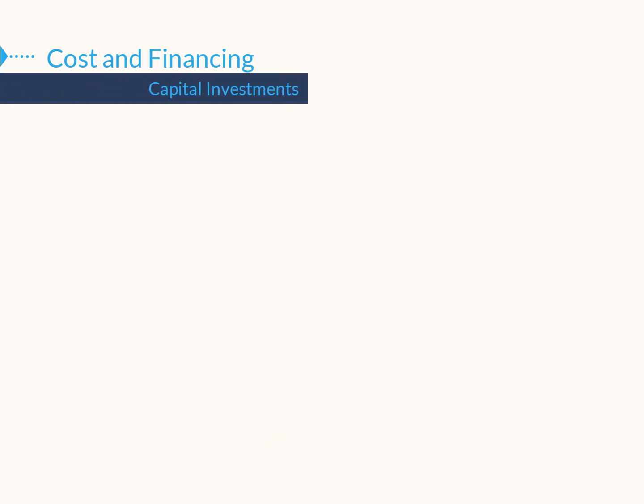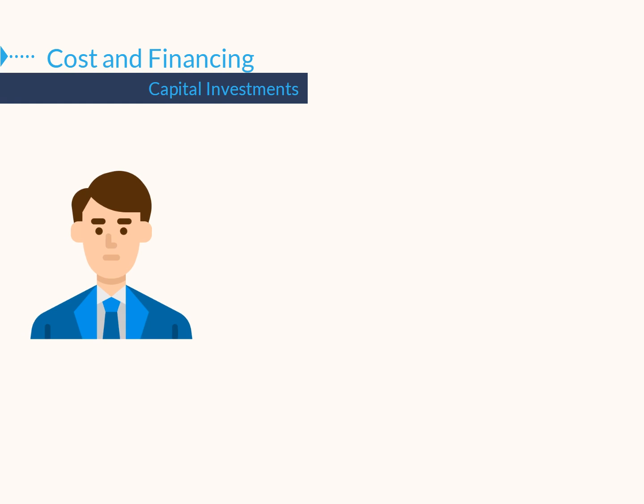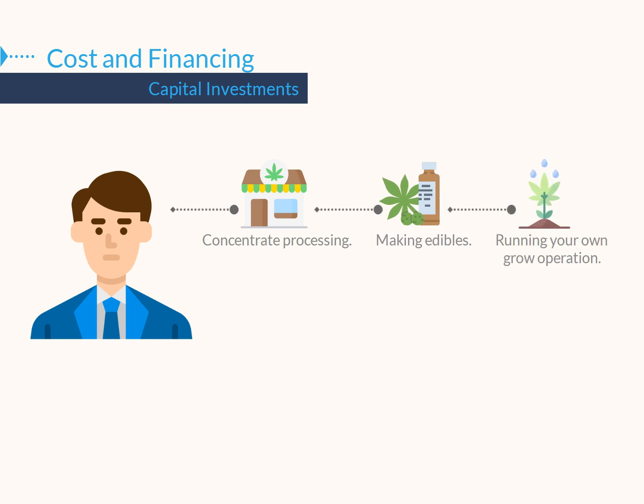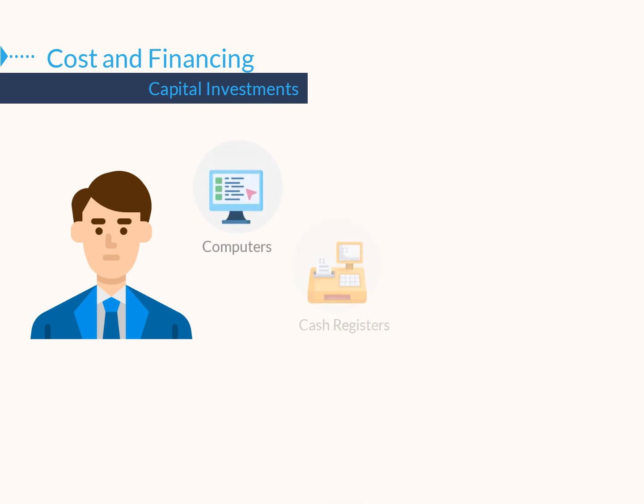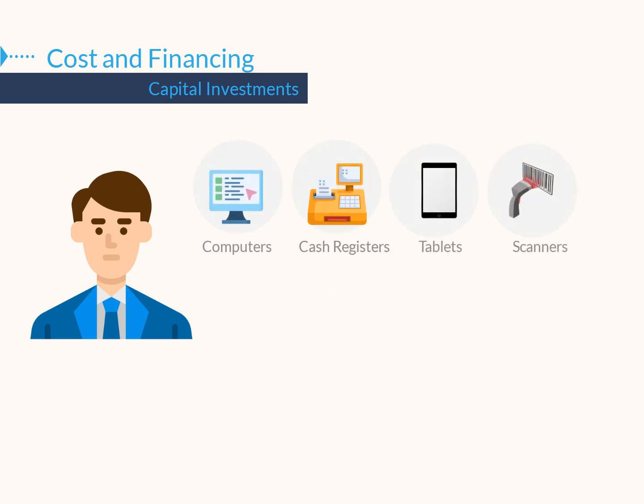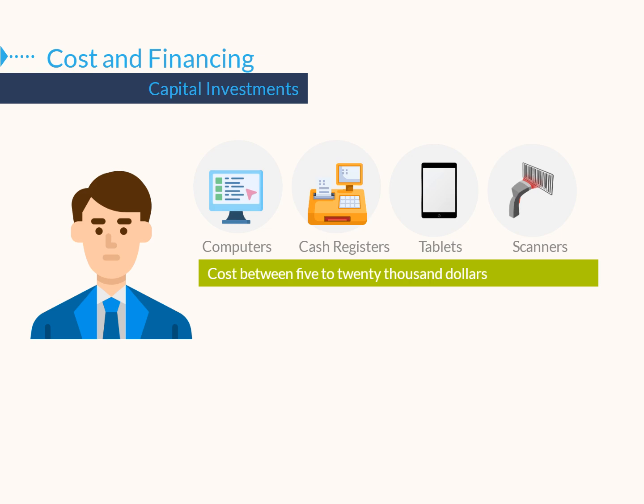Capital investments. Unless you're planning on getting involved in concentrate processing, making edibles, or running your own grow operation, costs here are not extensive, barring your need for a sophisticated security and surveillance system, which can cost at least $50,000. Your equipment will include hardware such as computers, cash registers, tablets, and scanners, which can cost between $5,000 to $20,000, depending on the volume of your store and how many checkouts you may need.